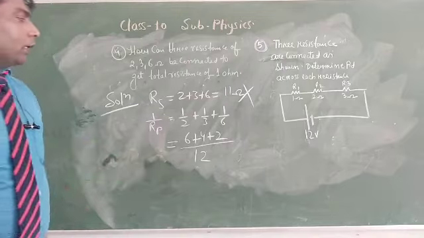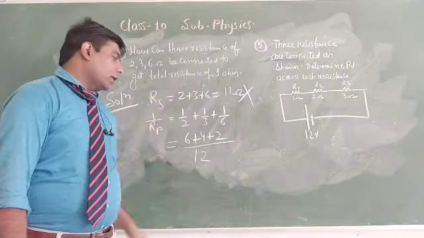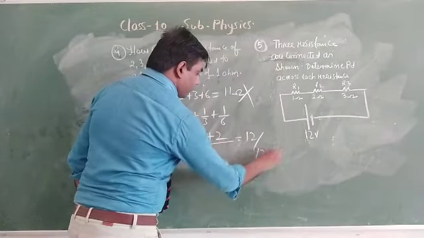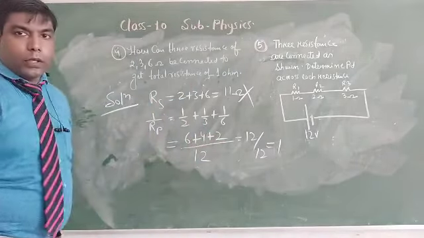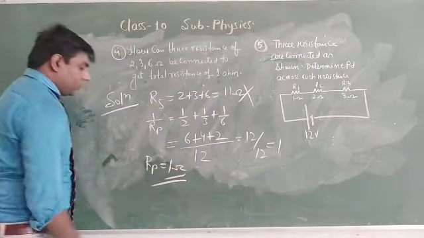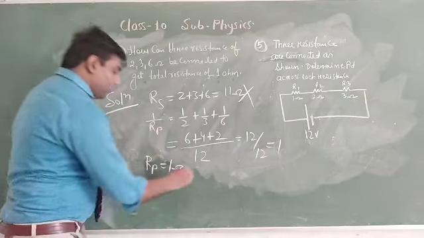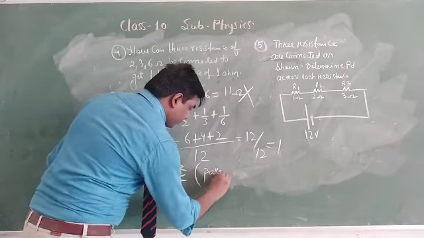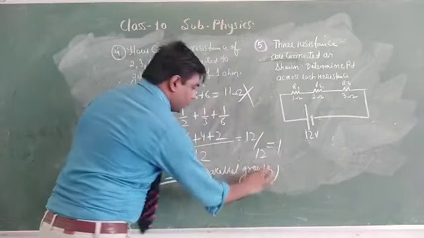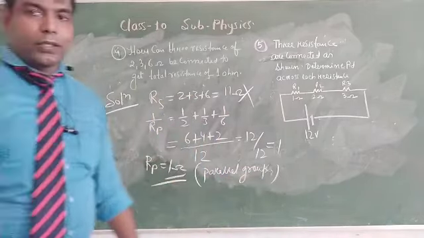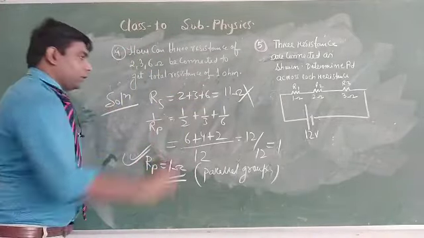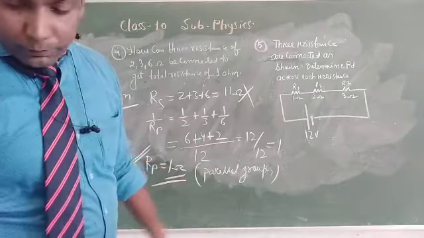See, in parallel connection, 1 by R1 plus 1 by R2 plus 1 by R3. Just simplify and we are getting the answer. See, 1 by R is equal to 1, or R is equal to 1. So we have to connect this thing how? Means if all these three resistors are connected in parallel, then we get result how much? 1 ohm. So this is your right answer. Right?